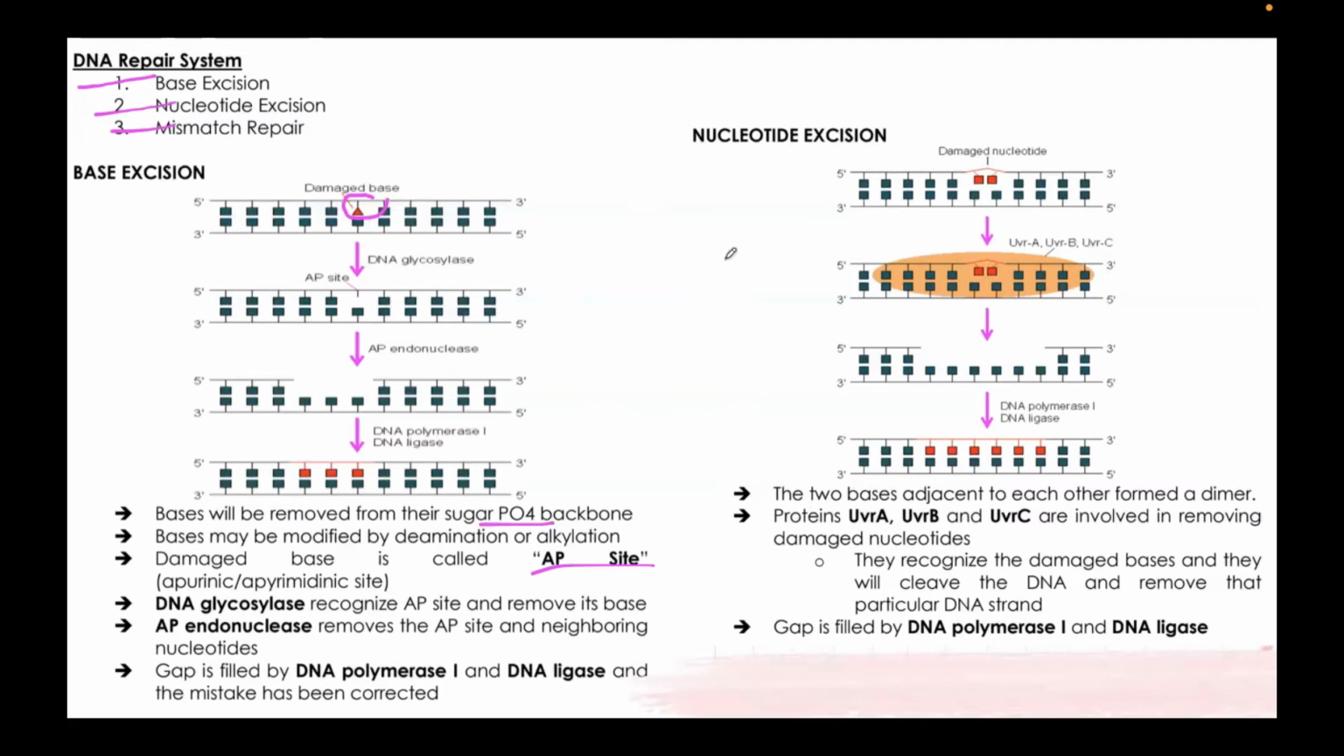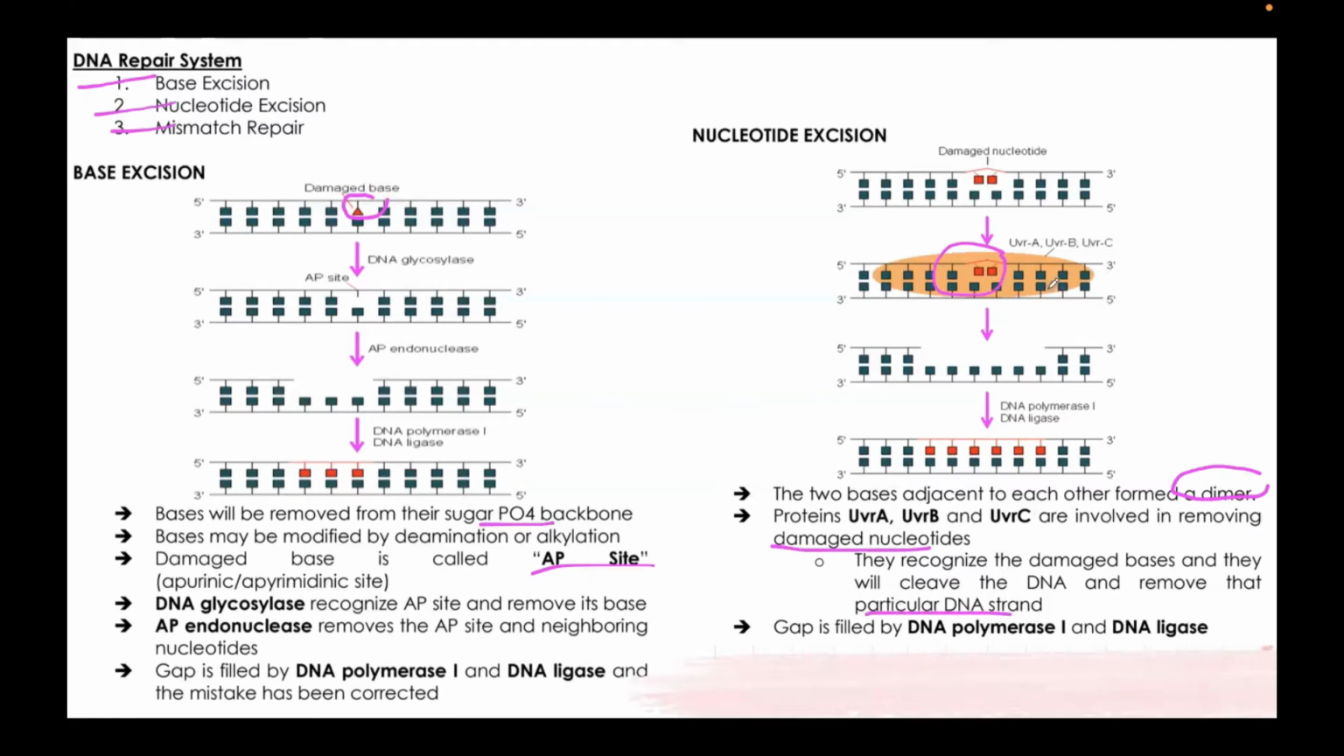Next, we have your nucleotide excision. So the problem with this certain type of DNA repair system is that it is spontaneous, chemical or radiation damage to DNA segment. So what happens in your nucleotide excision? The two bases adjacent to each other form a dimer. Proteins such as UVRA, UVRB, and UVRC are involved in removing the damaged nucleotides. Okay, kitang-kita. They recognize the damaged bases and they will cleave the DNA and remove that particular DNA strand.